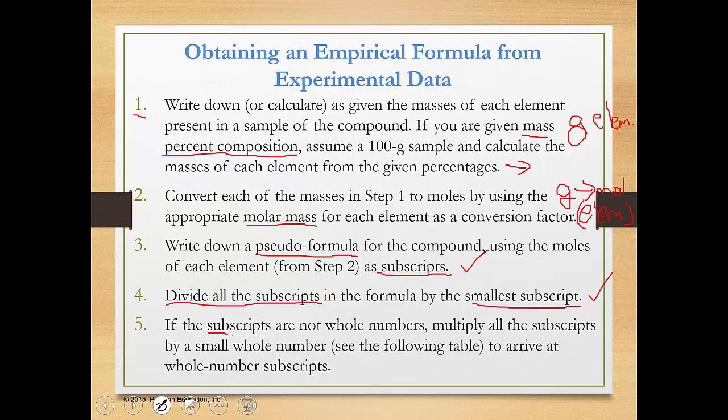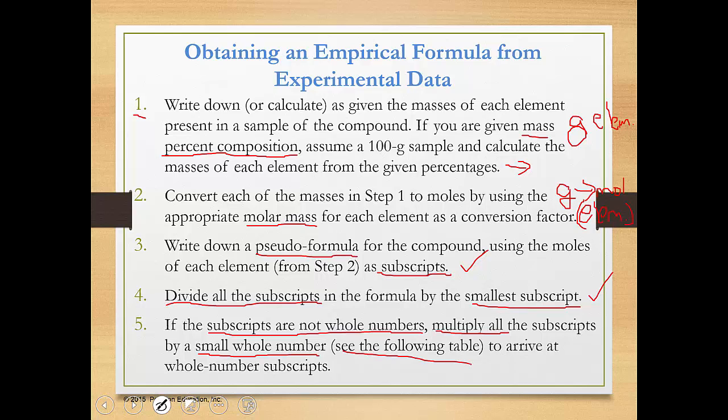But if the subscripts that you get from step 4 are not whole numbers, then what you're going to do is multiply. Now, I know it seems weird, you just divided, now you're going to multiply, but you're not multiplying by the same number you divided by. You're going to multiply the subscripts by some small whole number to get a whole number subscript. Now, there's going to be a table that's in your book and that we're going to show you that can help with that, but if you can't remember what those numbers are, you can do it through process of elimination.